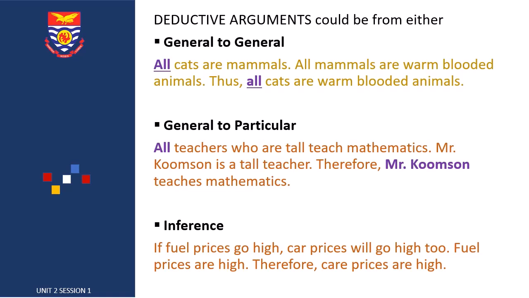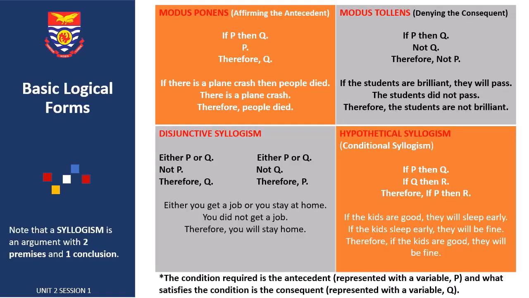Now, let's look at the third one, which is based on inference. If fuel prices go high, car prices will go high too. Fuel prices are high, therefore car prices are high. This conclusion is actually based on inference from the available established premises. One could infer, right, to draw a conclusion, and that is what's being done in the third argument.